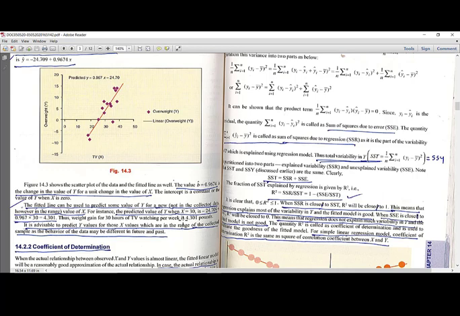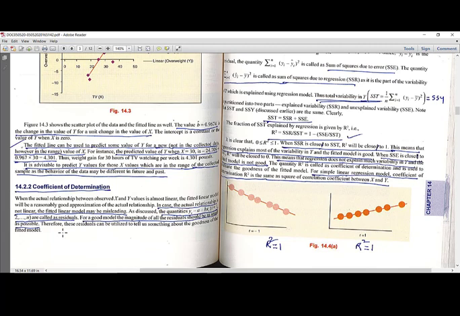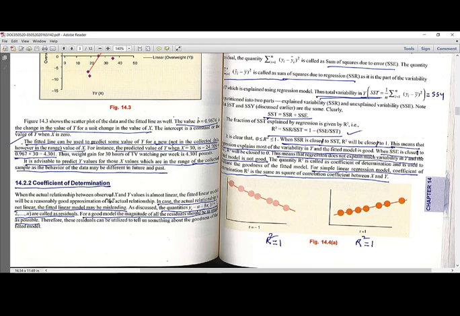It is advisable to predict y values for those x values which are in the range of the collected samples, as the behavior of the data may be different in future and past. Now let us come to the coefficient of determination. When the actual relationship between observed x and y values is almost linear, the fitted linear model will be a reasonably good approximation of the actual relationship. In case the actual relationship is not linear, the fitted linear model may be misleading.